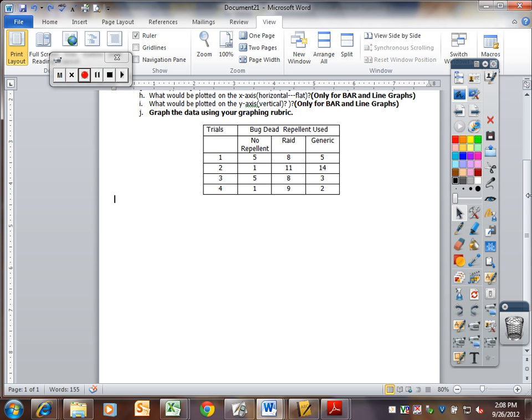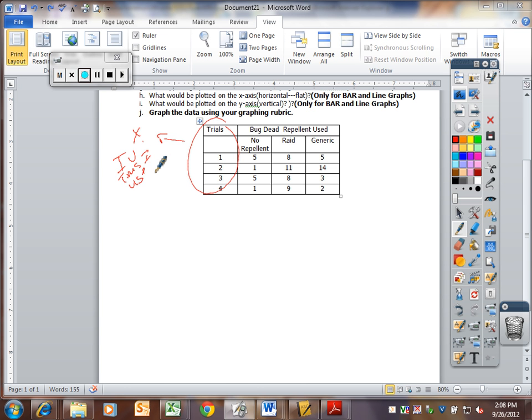Okay, now the graphing part, it asks us on H, what would be plotted on the x-axis? And in science, without fail, it will always be this way. Trials is always going to be my x-axis, and it's my independent variable though, because it's the times I use the bug repellent.